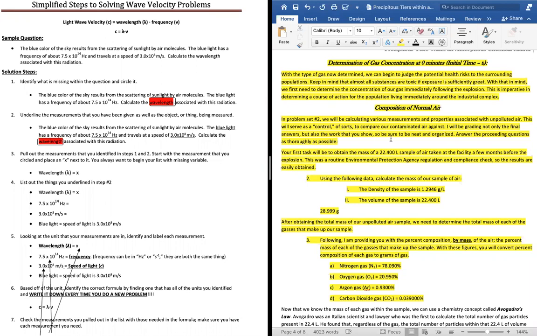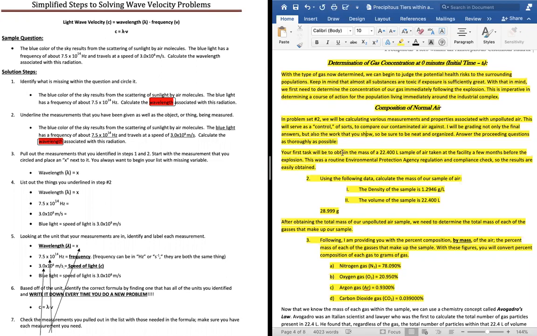So I'll be grading not only the final answers, but also, again, the work that you show. I don't care about your final answer, to be honest with you. I care about the work that you show. So be sure to be neat and organized. Answer the preceding questions as thoroughly as possible.